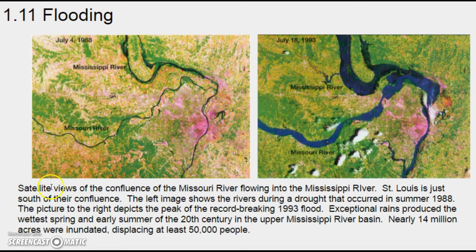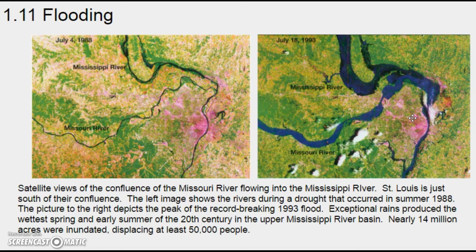Flooding. Satellite views of the confluence of the Missouri River flowing into the Mississippi River show a very obvious scenario of dramatic flooding. So here's a picture of extreme drought, and here's an extreme flood. St. Louis is just south of the confluence. The left image shows the rivers during a drought in the summer of 1988, whereas the picture to the right depicts the peak of the record-breaking 1993 flood.